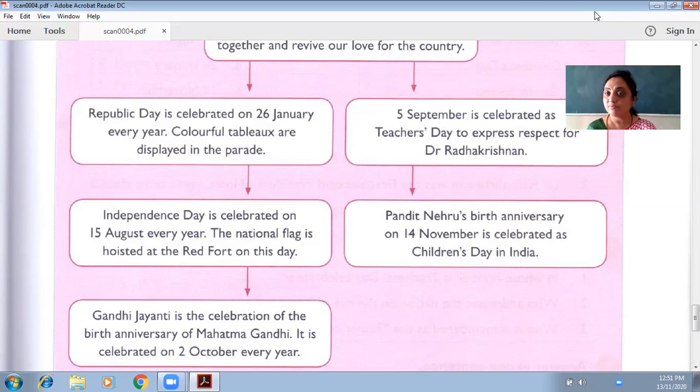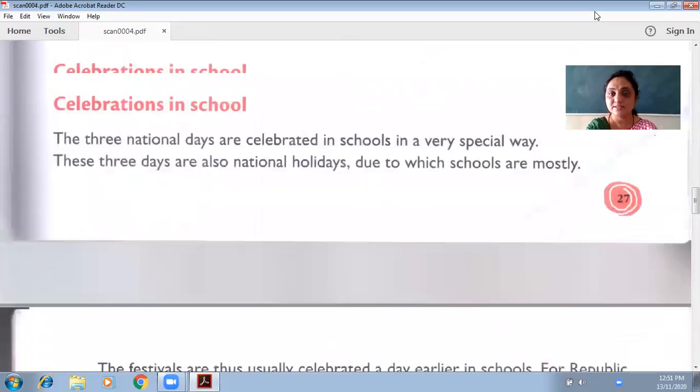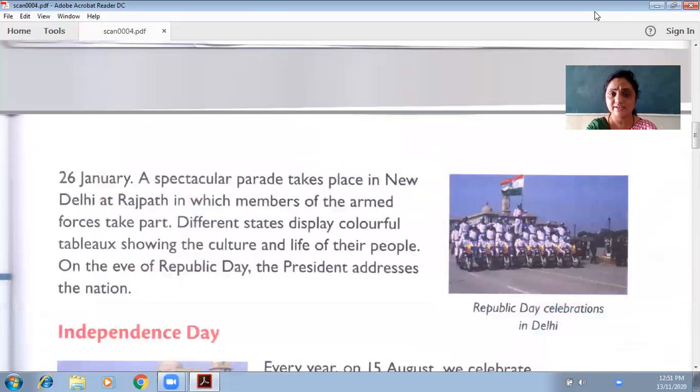And next, one more important national day: Pandit Jawaharlal Nehru's birth anniversary on 14th November is celebrated as Children's Day. What is it celebrated as? It is celebrated as Children's Day in India. So we have all enjoyed these national days, right, dear children? I hope everything is clear for you.